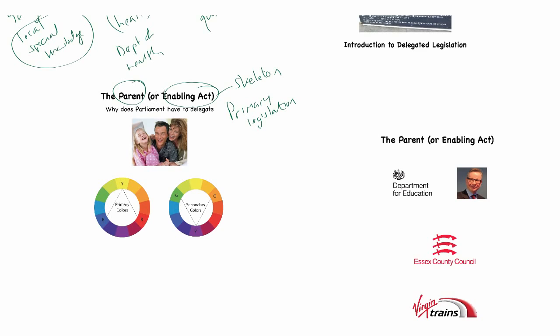Parliament, through the Parent or the Enabling Act, gives authority to others to make law. And the law that it gives authority to make is known as secondary law. And secondary law is also known as delegated legislation.